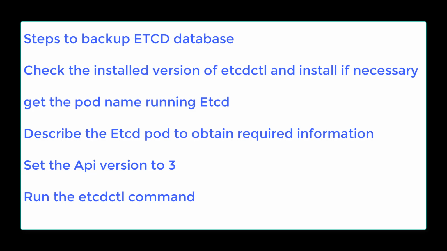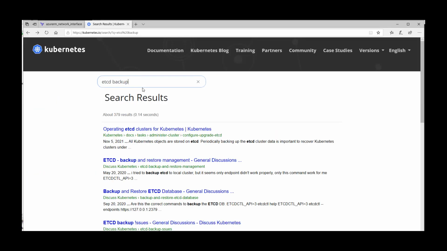Steps to back up the ETCD database. Check the installed version of etcdctl. Get the pod name running ETCD. Describe the ETCD pod. Set the API version to 3. And finally, run the magic command. Alright, steps to back up the ETCD database.